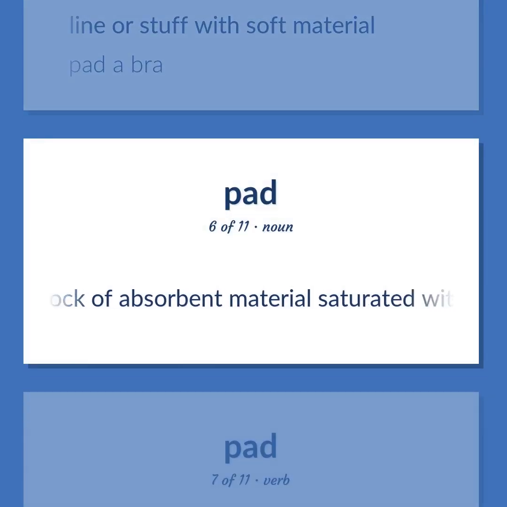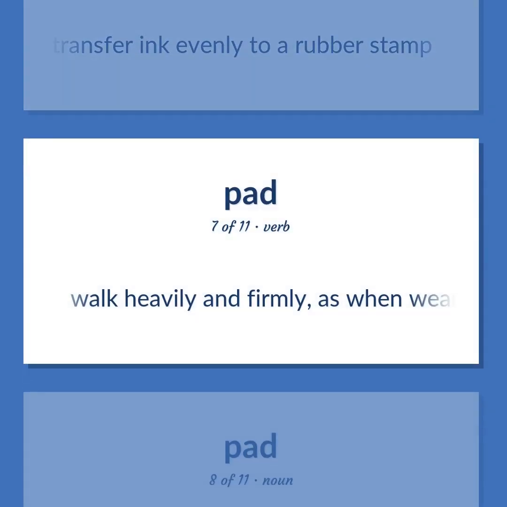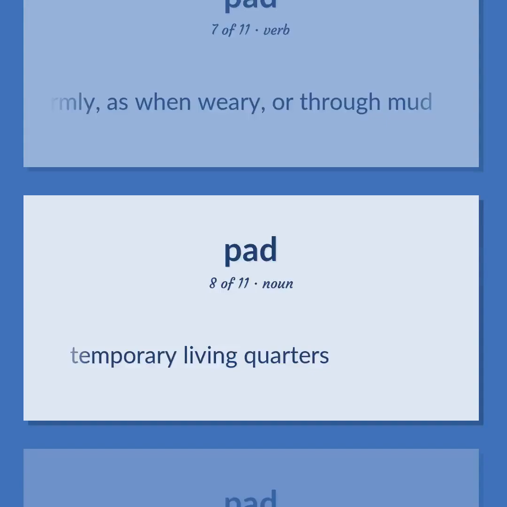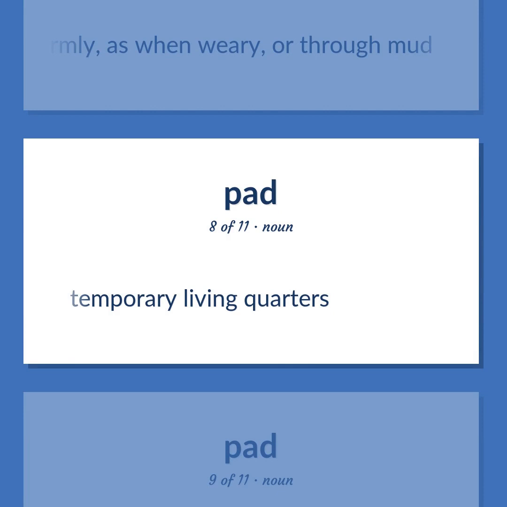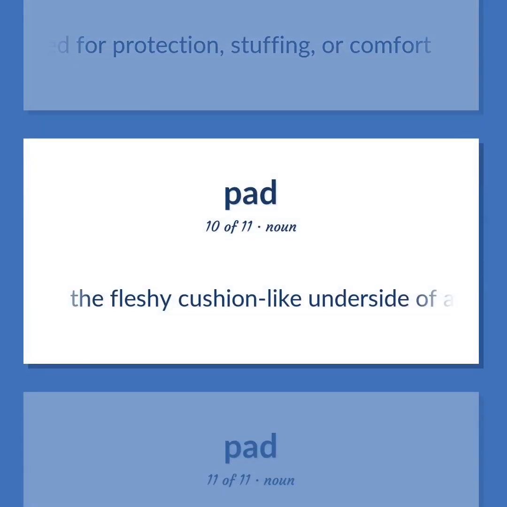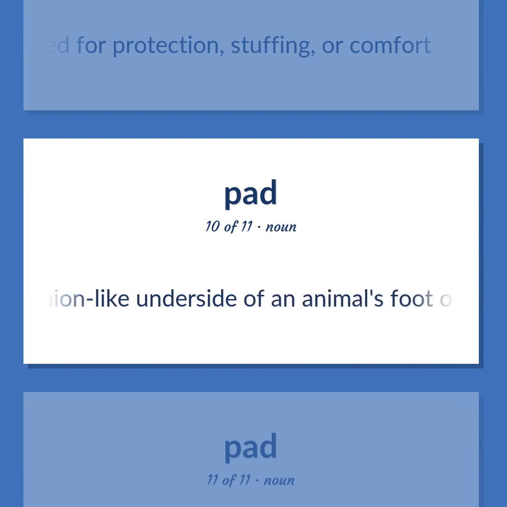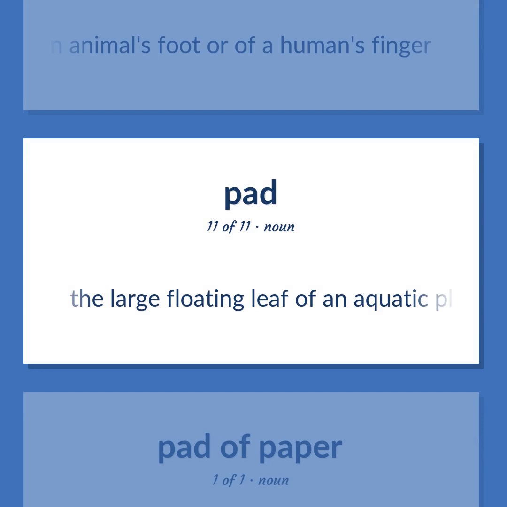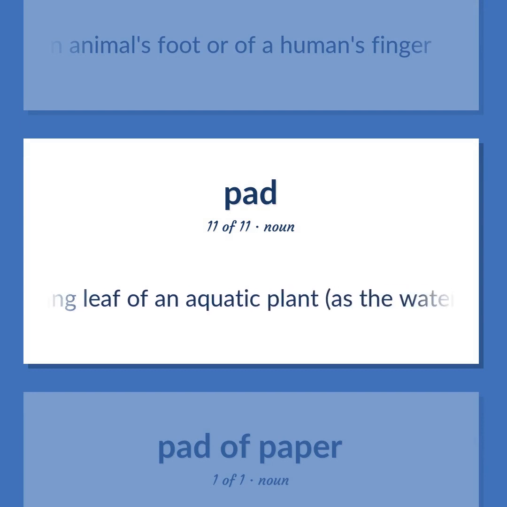A block of absorbent material saturated with ink, used to transfer ink evenly to a rubber stamp. Walk heavily and firmly, as when weary, or through mud. Temporary living quarters. A flat mass of soft material used for protection, stuffing, or comfort. The fleshy cushion-like underside of an animal's foot or of a human's finger. The large floating leaf of an aquatic plant, as the water lily.